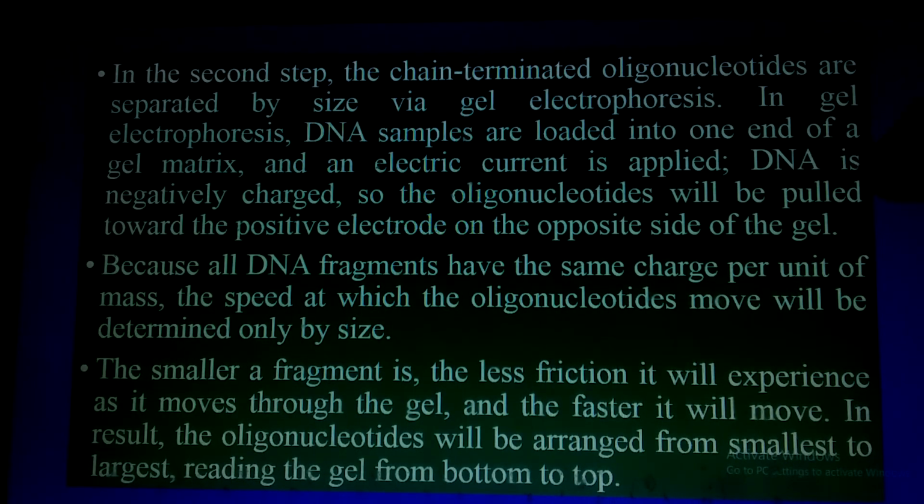In the second step, the chain-terminating oligonucleotides are separated by size via gel electrophoresis. In gel electrophoresis, DNA samples are loaded into one end of the gel matrix and an electric current is applied. DNA is negatively charged, so the oligonucleotides will be pulled towards the positive electrode on the opposite side of the gel. Keep in mind that all the DNA fragments have the same charge per unit of mass, so the movement of the DNA strands depends on the size of the DNA fragment, the speed at which the fragments move.